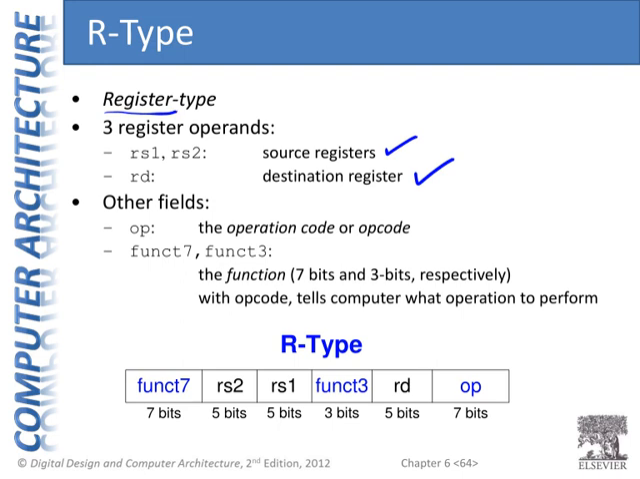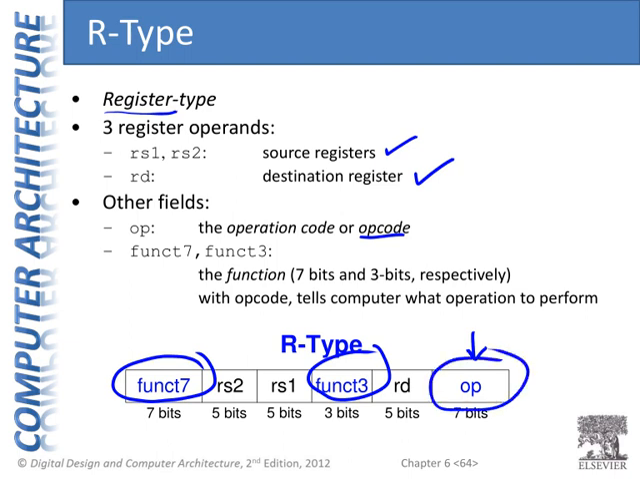We also have these other fields, and I've highlighted them in blue. The op field, which we call the opcode, or the operation code. And we have these 2 other fields: funct7, which is a 7-bit function code, and funct3, which is a 3-bit function code. Together these 3 fields, funct7, funct3, and op, determine what that operation should be, so what operation should be performed by the processor.